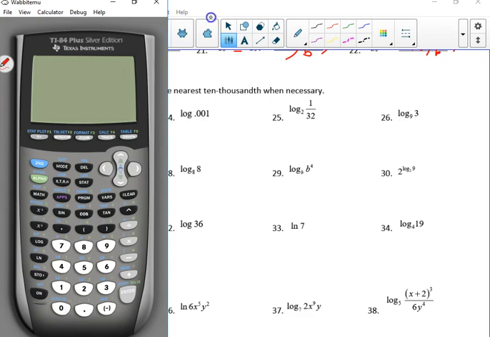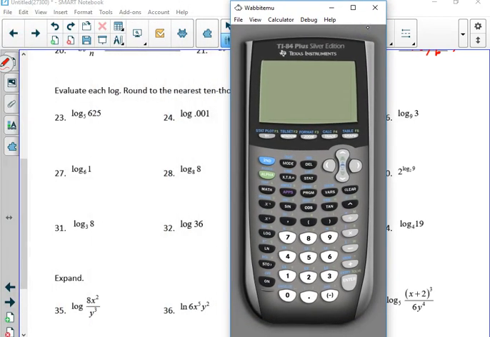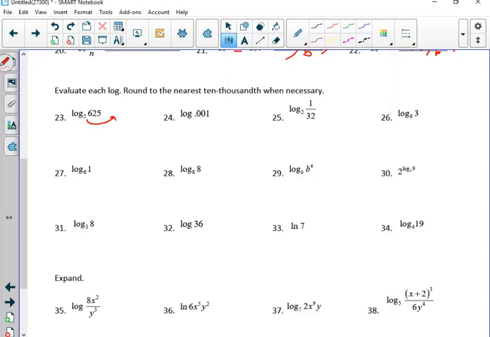Calculator, heavy lifting. Let's make life easy on ourselves, right? Log 5, 625. Okay? All you have to do is go to math and go up a few. Log base right there. 5, arrow over, 625, enter. 4. Now, technically, what does this mean? 5 to the what power is 625? Well, 5 times 5 is 25. Times 5 is 125. Times 5 again is 625.